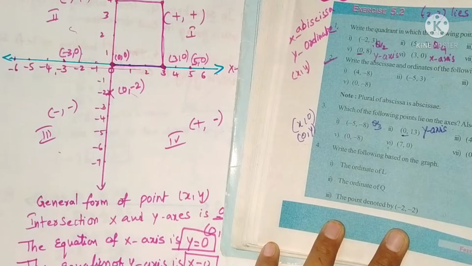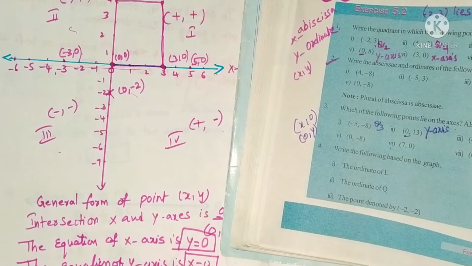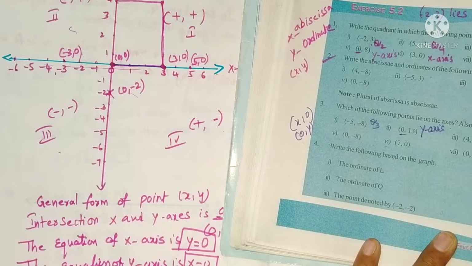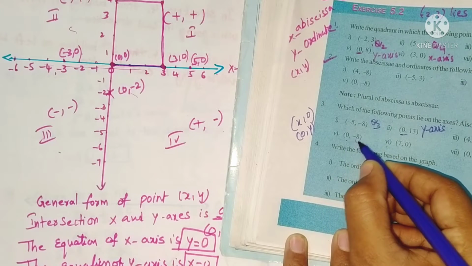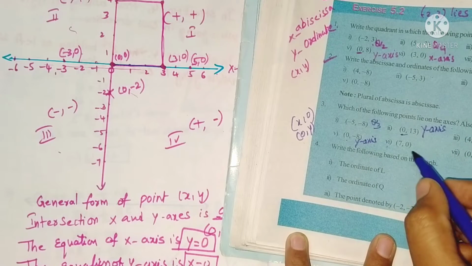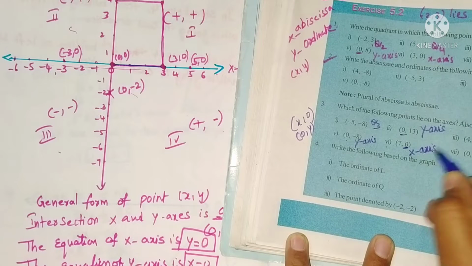Next, -2 comma 0. y is 0 means x-axis. Students, generally you will get confused, but there is no need for confusion. If y is 0, it lies on the x-axis. Here x is 0, so it lies on the y-axis.